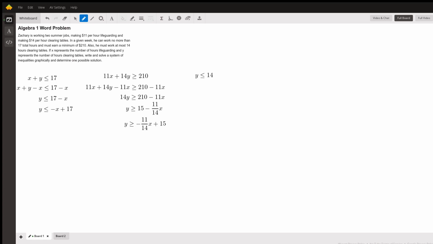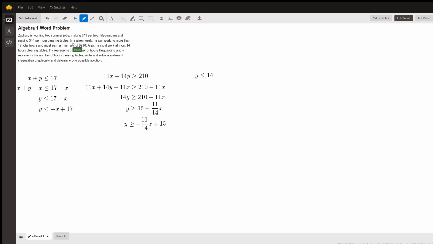If X represents the number of hours lifeguarding and Y represents the number of hours clearing tables, write and solve a system of inequalities graphically and determine one possible solution. I've done a lot of the work here to get us going, but basically the top of each of these 3 columns here is the inequality that we get from the information in the problem.